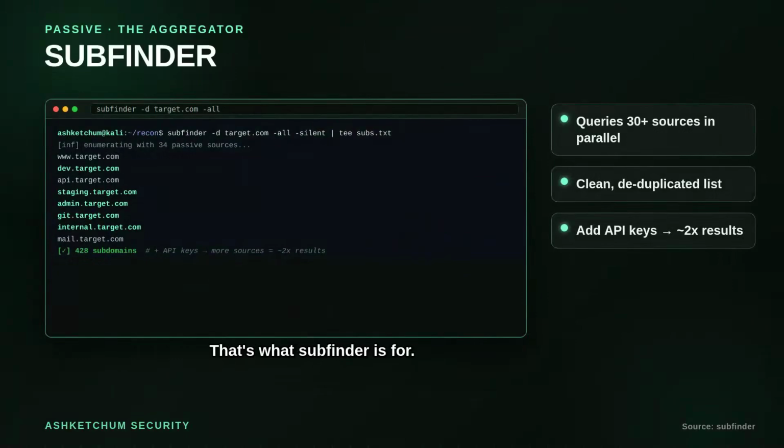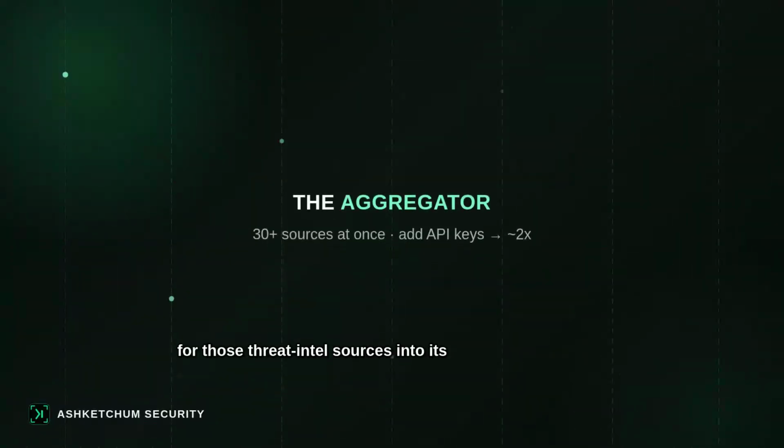You are not going to query 30 sources by hand. That's what Subfinder is for. Subfinder is the industry standard passive aggregator. It queries dozens of sources in parallel and hands you a clean, deduplicated list in seconds. One command: subfinder -d target.com. But here's the upgrade most beginners miss. Subfinder gets dramatically more powerful when you add free API keys for those threat intel sources into its config. Without keys, you get the public sources. With keys, you unlock the big historical databases and your results can double.